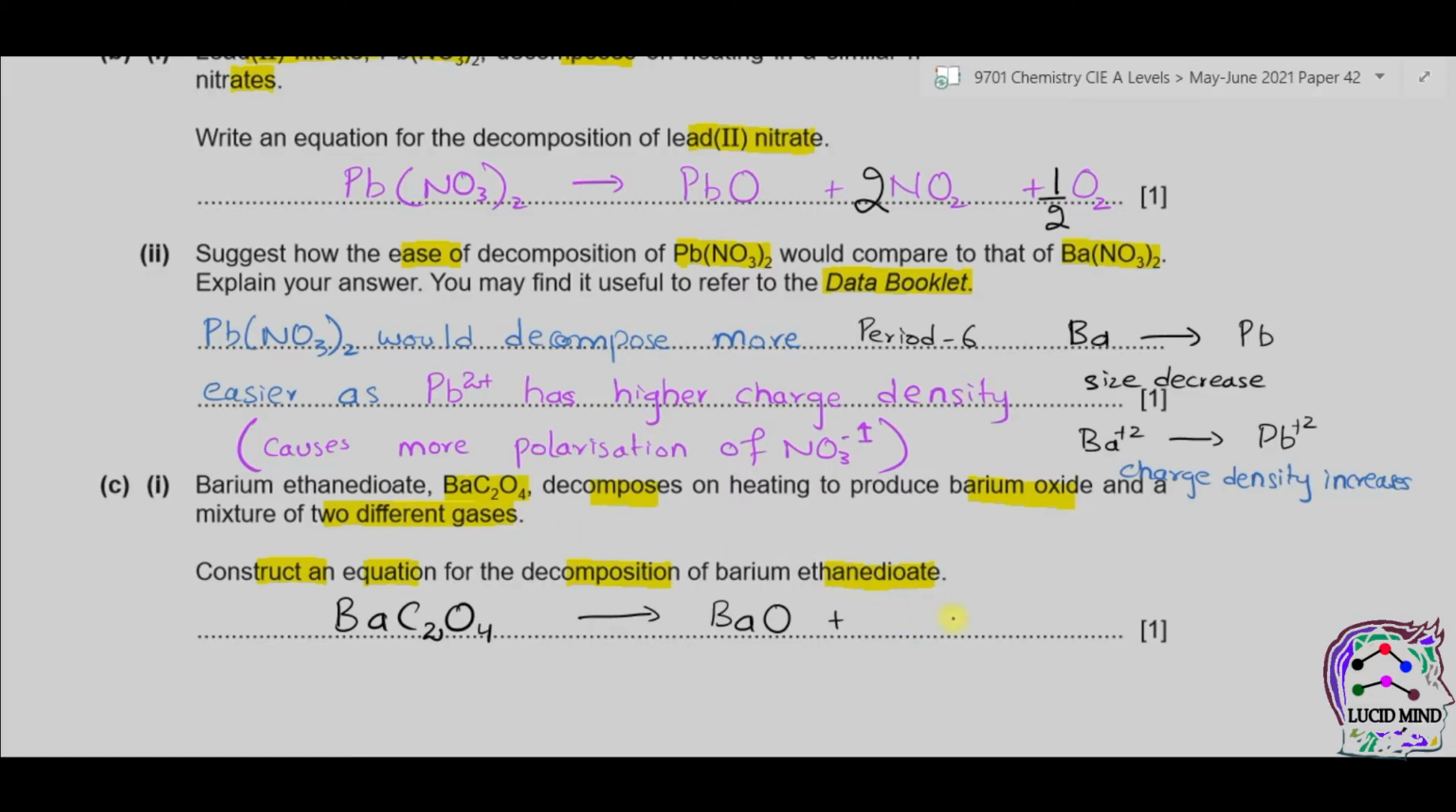plus two gases are formed. Now we can see we have BaO, we also have carbon and oxygen. Now carbon and oxygen can make carbon monoxide, they can also make carbon dioxide, or simply oxygen gas can also be formed. So you can write any two from these three. You can write carbon monoxide with carbon dioxide, or carbon dioxide with oxygen, or carbon monoxide with oxygen. So I can write CO plus CO2. The equation is already balanced.